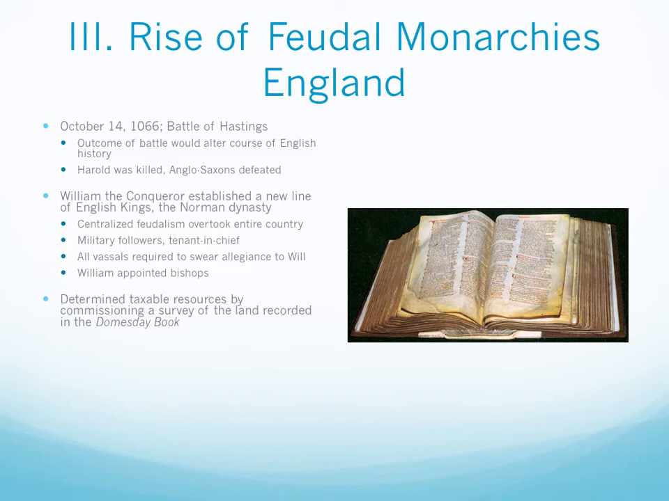And now that he is King of England, he wants to know what all of the resources are that he can tax in his new kingdom. So he commissions a survey of the land to be taken, and it is recorded in this book called the Doomsday Book. I know if you hear Doomsday, you're thinking like apocalypse. No, the Doomsday Book just comes from the word for like the judgment of the king. So this is a judgment of the king over, like a census over everything that he can tax.